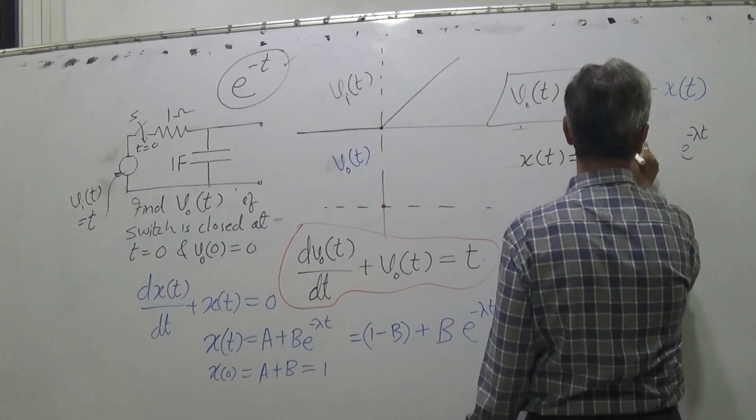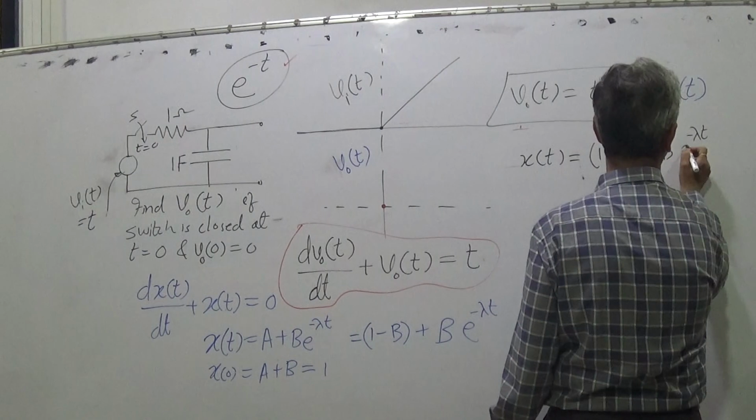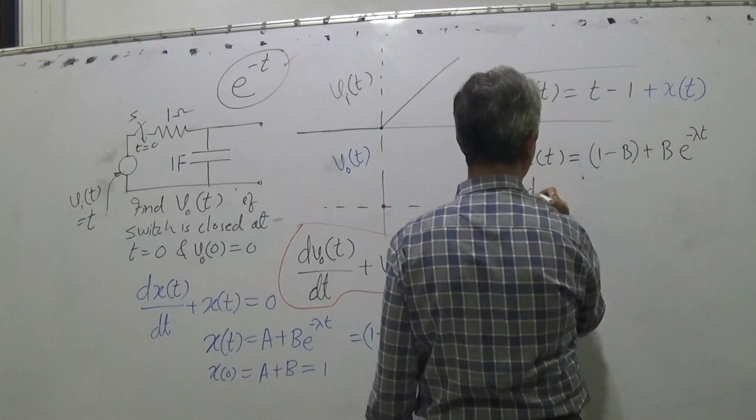1 minus b plus b e raised to lambda. What is dxt by dt?